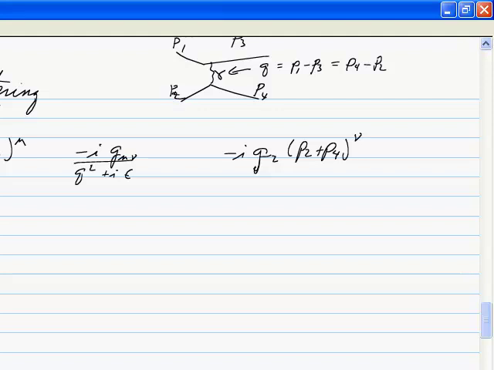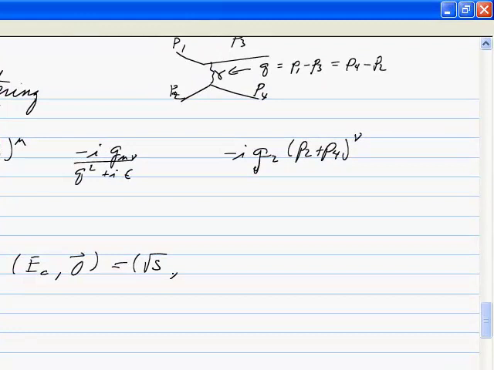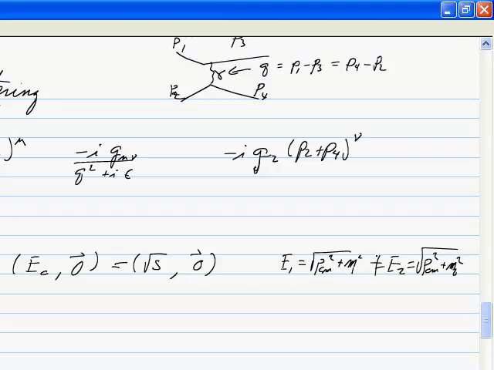We're going to again work in the center of mass, the center of momentum. P1 plus P2 is going to be, again, the center of mass energy and nothing in the momentum state. And we're again going to write that as the square root of S and 0. But now, E1, which is the square root of P center of mass squared plus M1 squared, is not equal to E2, which is the square root of P center of mass squared plus M2 squared. So one's M1, one's M2, so they're not the same. Okay? So all of our stuff becomes a bit more complicated.